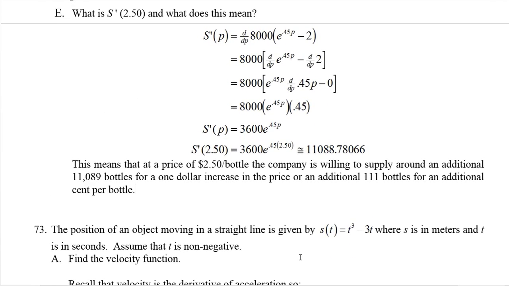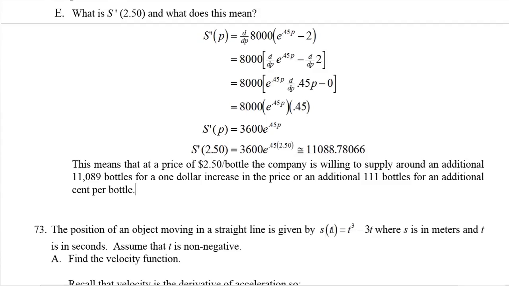Okay, we got a couple more here. The position of an object moving in a straight line is given by s of t equals t cubed minus 3t. So it's like you have a number line that this thing is running up and down. And the position on the number line, the s coordinate, is given in meters, and t is measured as a time value in seconds. We're going to assume that time is non-negative, so it'll start at 0 and then go on into the future.